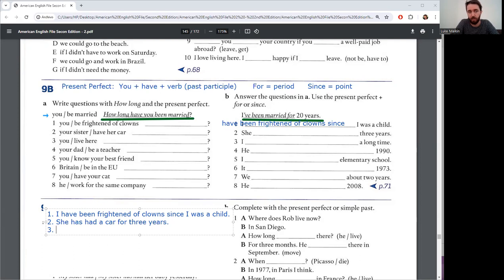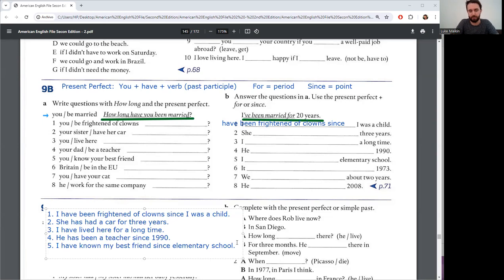Number three, the question, how long have you lived here? I have lived here for a long time. That's a period of time. It's not specific, but it is a period of time. Number four, how long has your dad been a teacher? He has been a teacher since 1990. 1990 is a specific time. Number five, how long have you known your best friend? I have known my best friend since elementary school. Elementary school is a specific time in your life, so since.